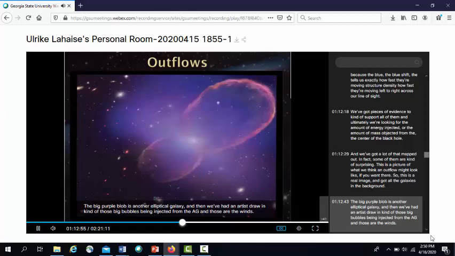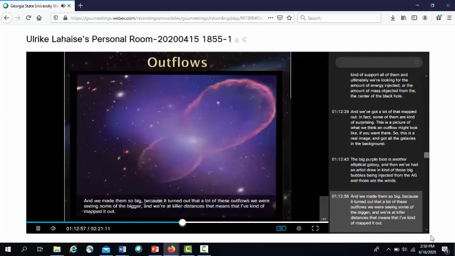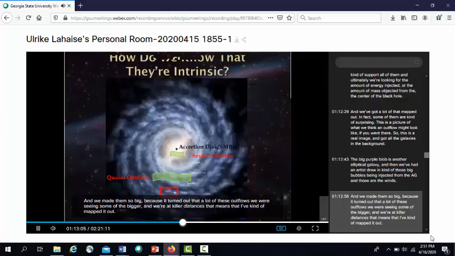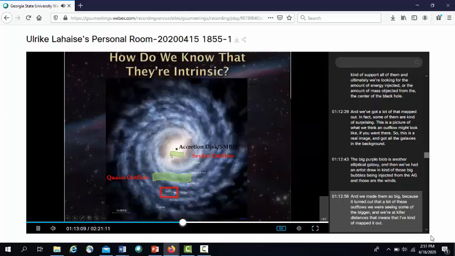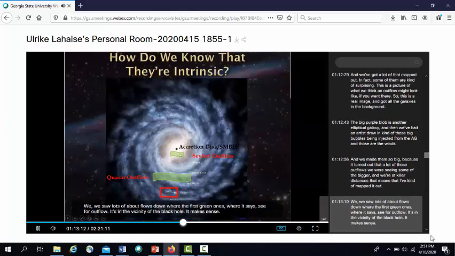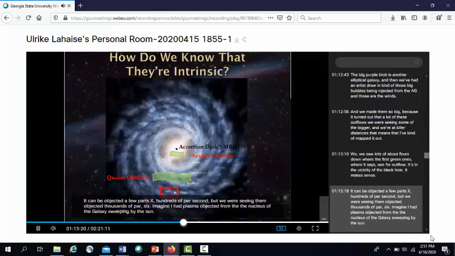Those are the winds. And we made them so big because it turned out that a lot of these outflows we were seeing in some of the bigger AGN were at kiloparsec distances. That means that I've kind of mapped it out. We saw lots of outflows down where the first green one is, where it's a Seyfert outflow. It's in the vicinity of the black hole. It makes sense. It could be ejected a few parsecs, hundreds of parsecs. But we were seeing them ejected thousands of parsecs.